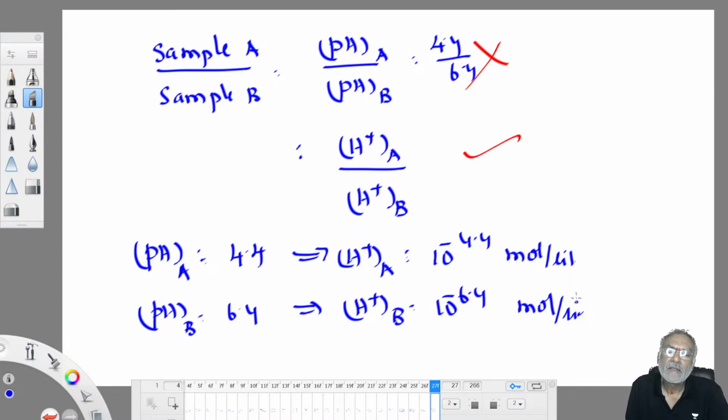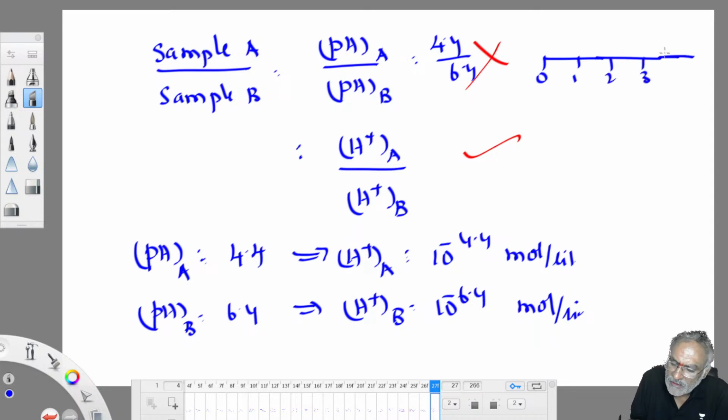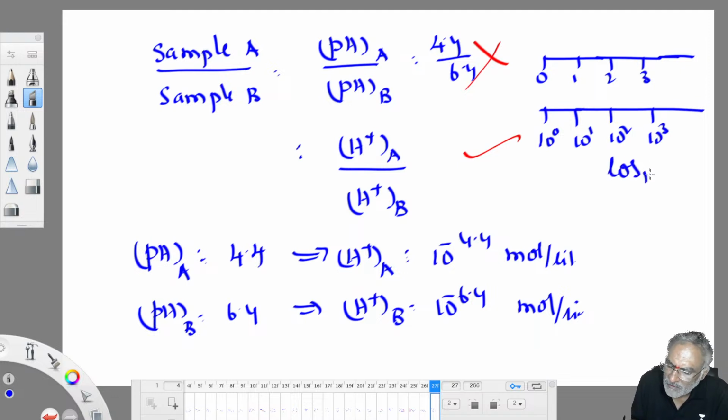Logarithmic scale is different, normal scale is different. Normal scale starts like this: 0, 1, 2, 3. How does the logarithmic scale start? 10 power 0, 10 power 1, 10 power 2, 10 power 3. This is the logarithmic scale, log 10 scale. This is the normal scale. So a difference of 2 on the normal scale means the difference is 2 only. But on the logarithmic scale it's not 2. So a difference of 2 on the normal scale is many times the difference on the logarithmic scale. Understood?